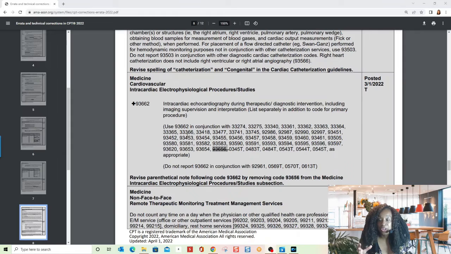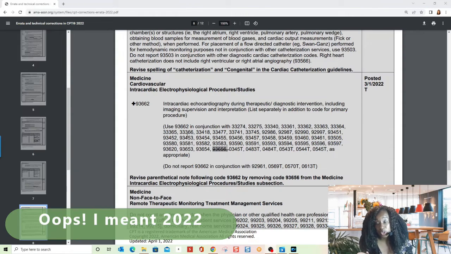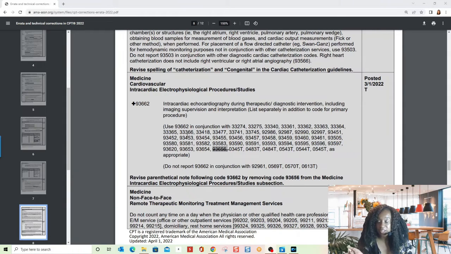didn't matter what the access was. So we didn't have to worry about whether it was through an intact opening or retrograde and all of those things that we had to do in 2021. It was just what side of the heart are they doing? And irrespective of how they get it, it's fine. Now we can use the add-on code 93462 in addition to the congenital cath codes if they did a transeptal puncture.